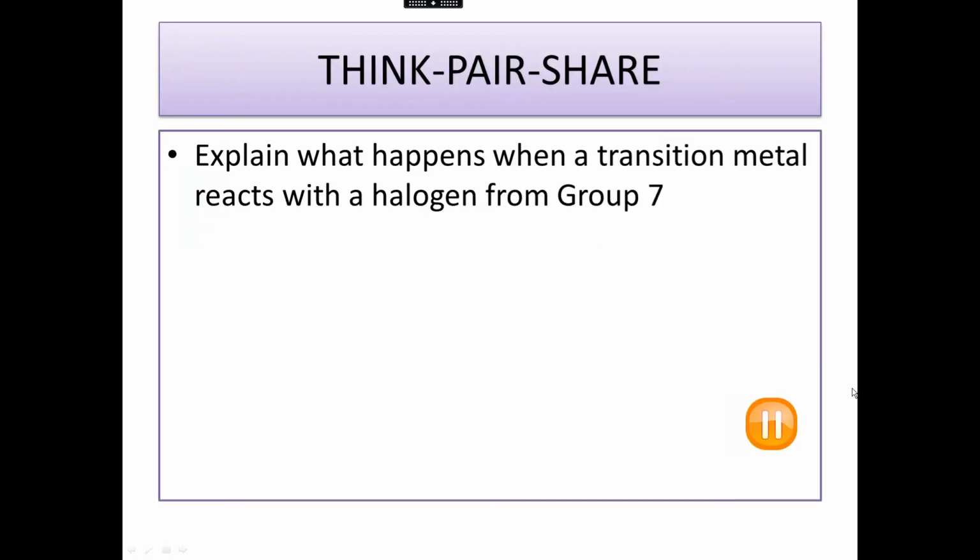Right, can you put this in a sentence? Without balanced equations, without formula, just a short sentence describing, well, it says explain here, explain what happens when a transition metal reacts with a halogen from group 7. So don't include any equations or formula, just think to yourself, a general sentence, what generally happens when transition metals react with halogens. Pause it now.